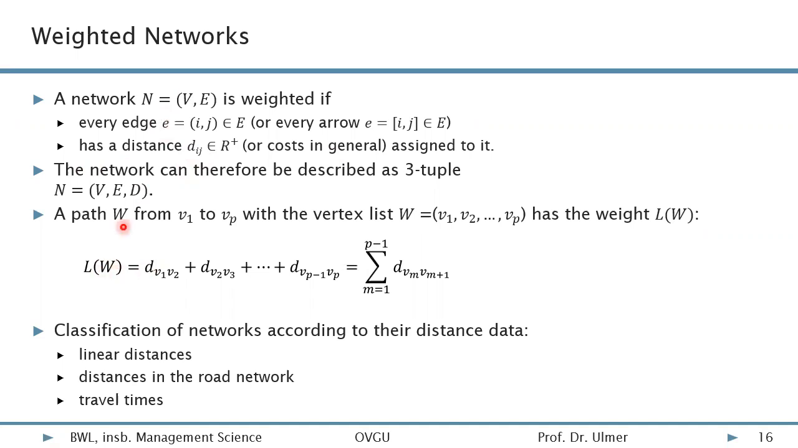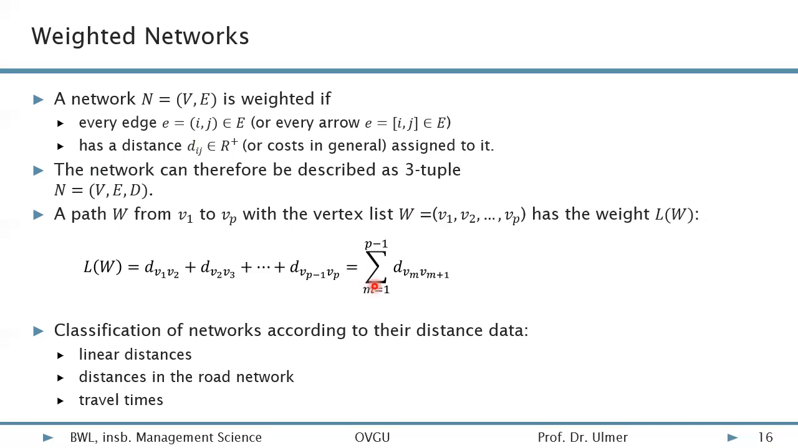If we now look at the path, suddenly we can evaluate paths in the network. If we say a path from v_i to v_p is a list, first we go to v_1, v_2, v_3, and so on until v_p. Then we can calculate the length of this path as the sum over the distances. So distance from v_1 to v_2, distance from v_2 to v_3, and so on. And then we can maybe search for a shorter path than the one we currently have. So suddenly it becomes important where we go.